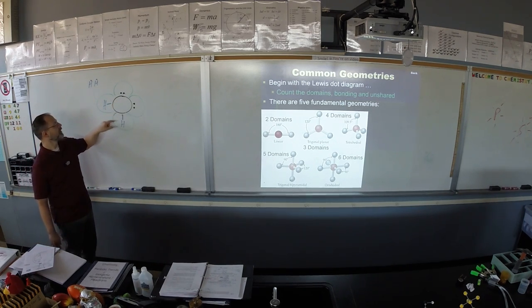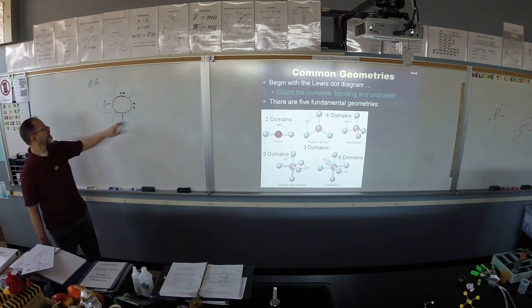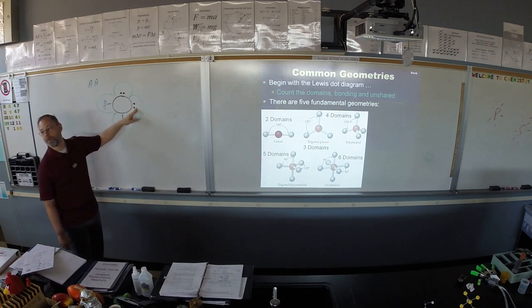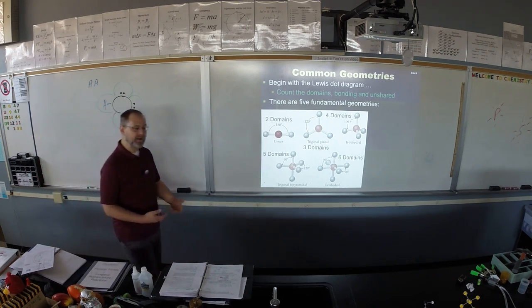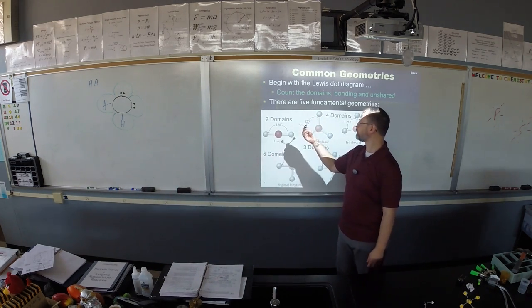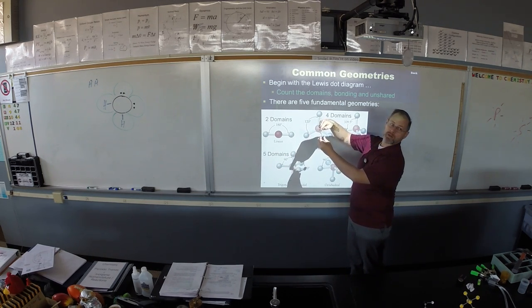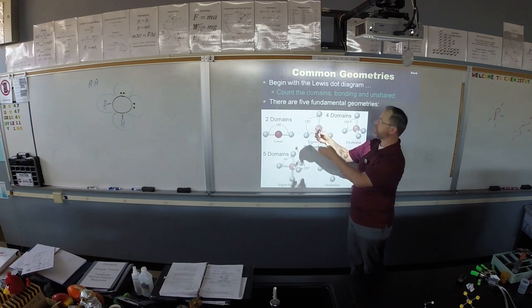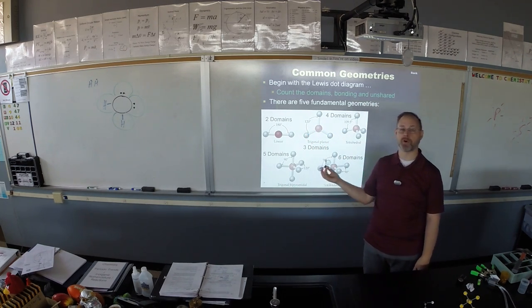So the domains are attached to the central atom, but they repel each other. This hydrogen repels this hydrogen's domain. This hydrogen's domain repels this unshared pair domain. This unshared pair domain repels that unshared domain. And because of that, they create a shape that looks like this. This is a tetrahedron. Imagine a water molecule with a domain, and a domain, and domain, domain. 4 domains repelling each other creates a 4-sided shape called a tetrahedron.